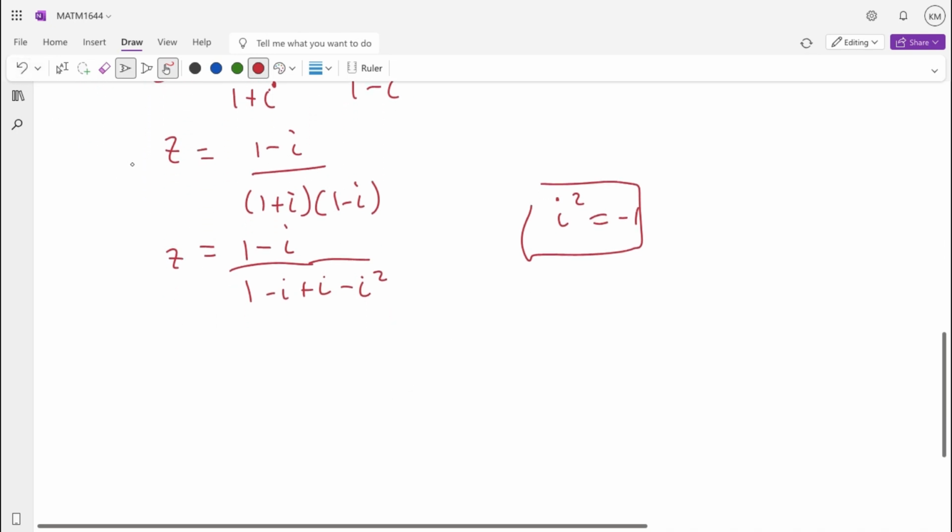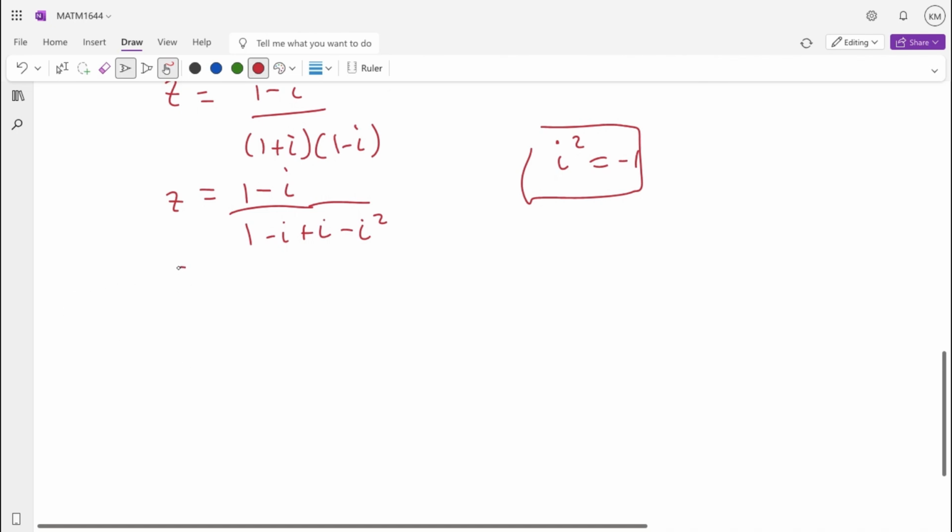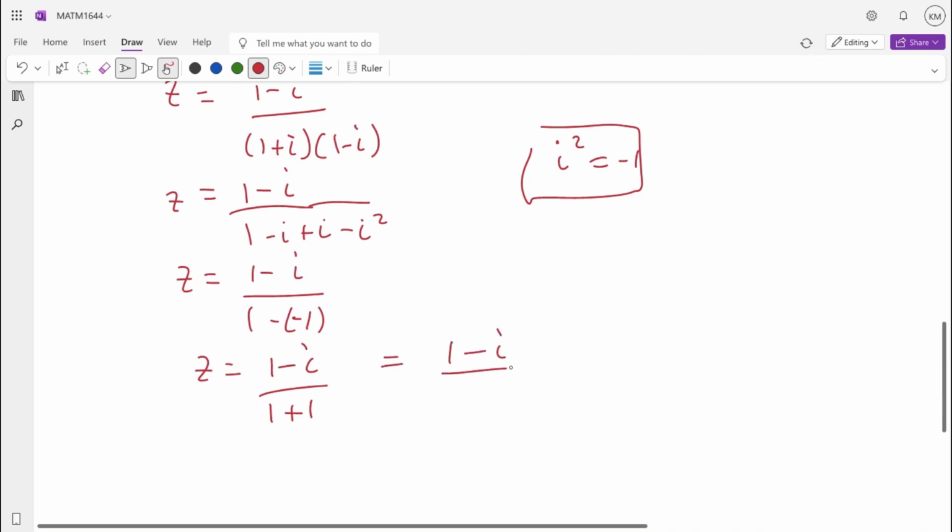Then Z equals 1 minus i over 1, then minus i plus i is 0, then minus of i squared, where we replace i squared with minus 1. So we'll have minus of minus 1. So Z is just 1 minus i divided by 1 plus 1. At the denominator, we end up having 2. So we have 1 minus i over 2.